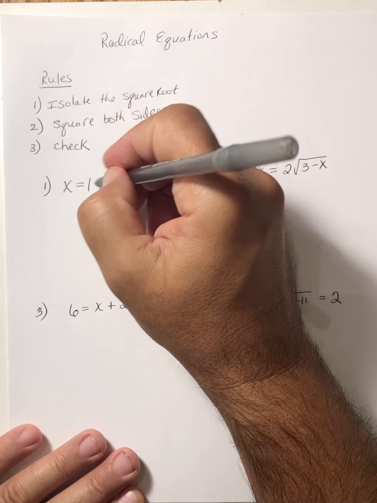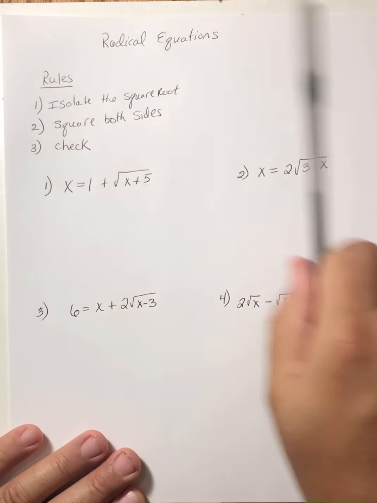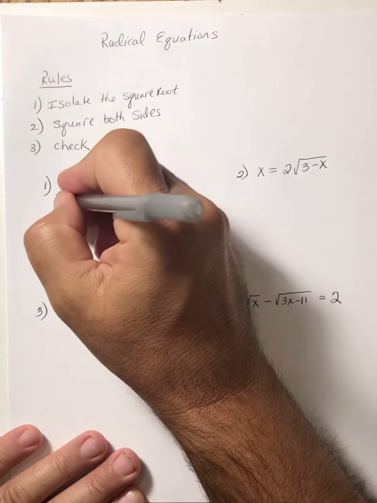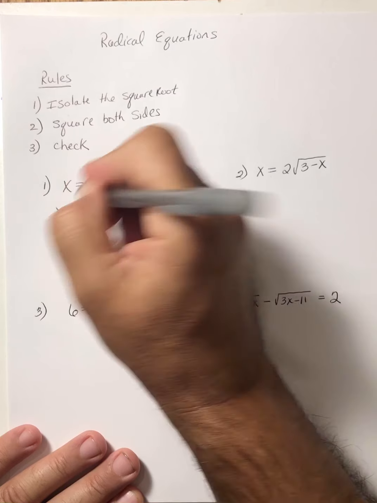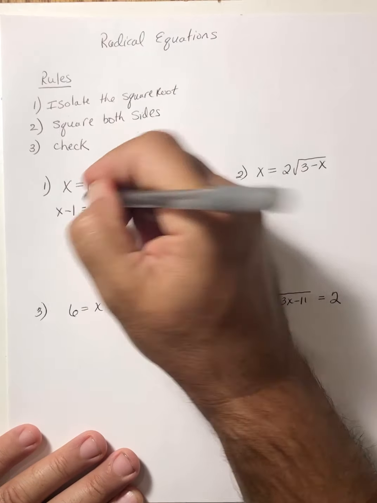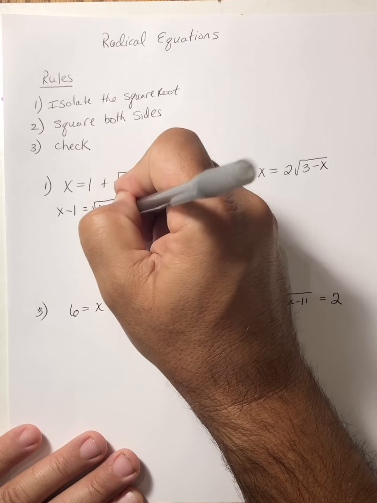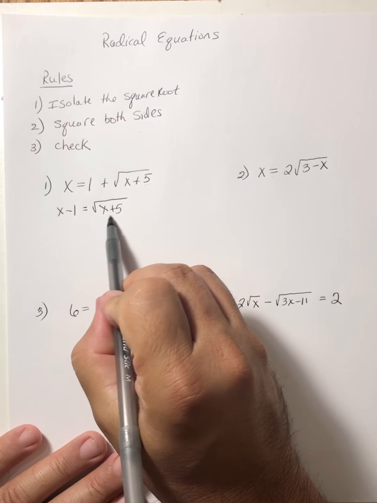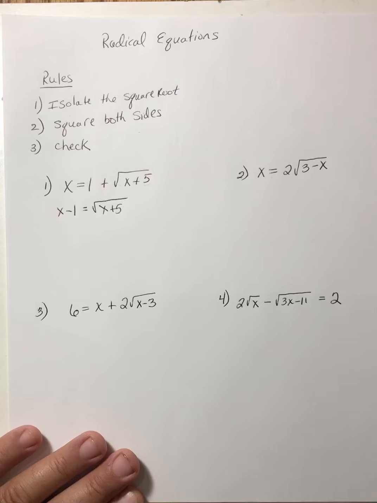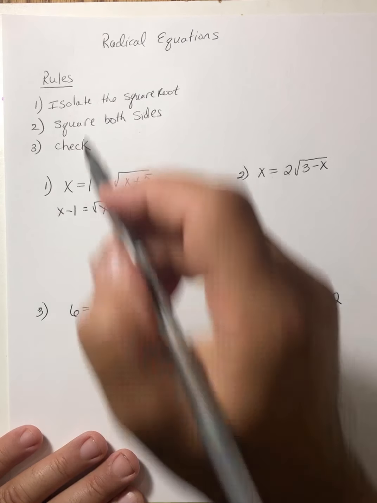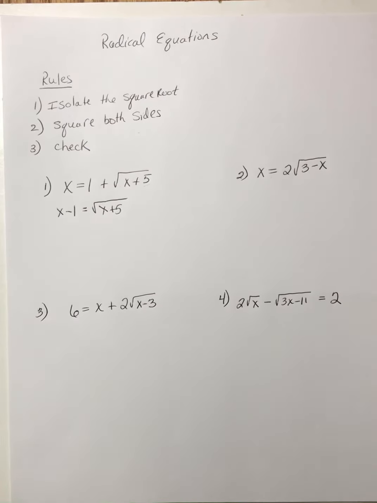Okay, so this is not all by itself. I got a plus 1 over here, so I have to subtract 1 the other way. So I have x minus 1 equals the square root of x plus 5. Now this radical is all by itself. Now, rule number 2, we're going to square both sides.